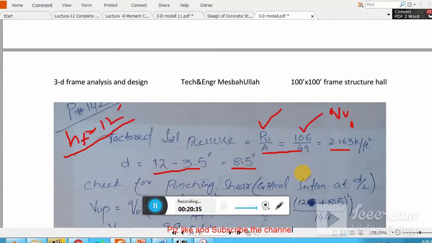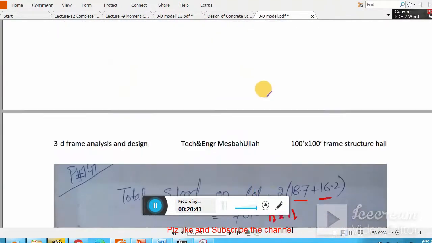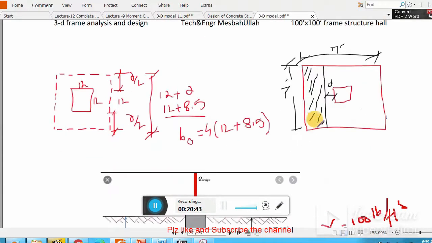Now I have to calculate punching shear. Punching shear, you all know, exists at a distance of d by 2 from the face of the column. You all know this well. You see, this is my footing, this is my column, and punching shear exists from the face of the column to d by 2 on all four sides.